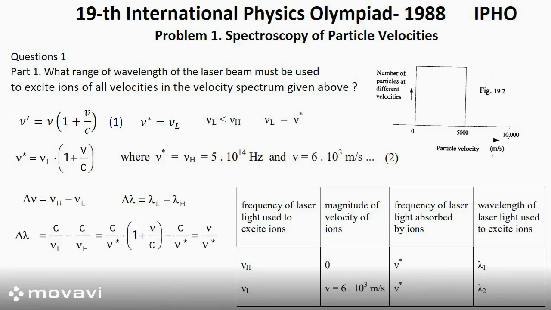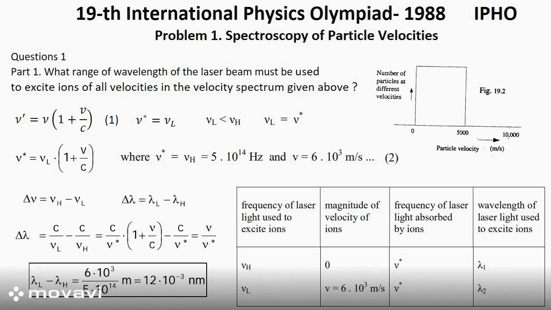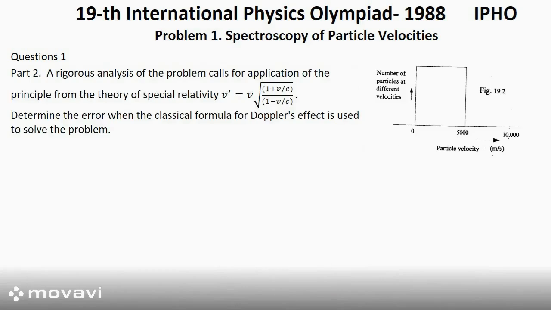We have v over nu star. Higher frequency implies shorter wavelength, and in this case we have lambda L minus lambda H equal 12 by 10 power negative 3 nanometers. This is the solution to question 1 part 1.